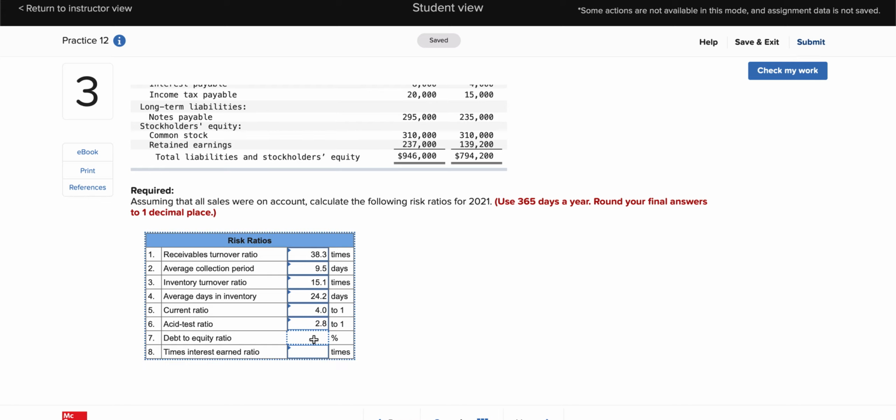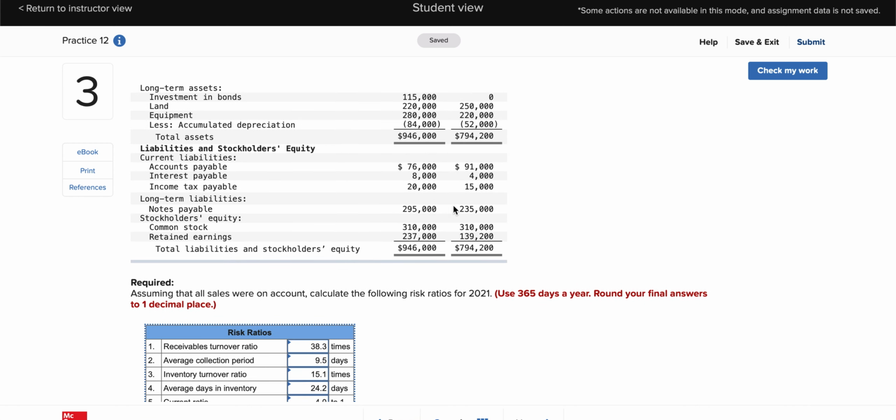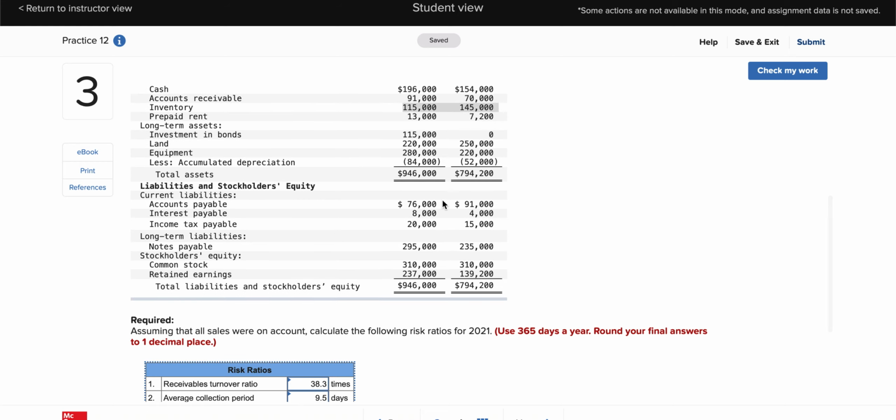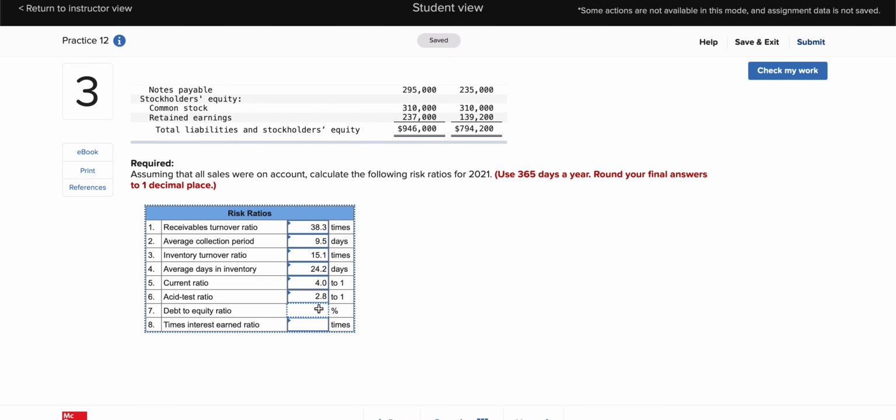The debt to equity ratio, we are looking for, where did it go here? We want to take, where's our debt? Okay, we want to add together all of our debt, and then we're going to divide that by all of the equity in the company. So all of this debt divided by all the equity, you should come up with $399,000 in debt divided by $547,000 in equity. That gives us 72.9%.